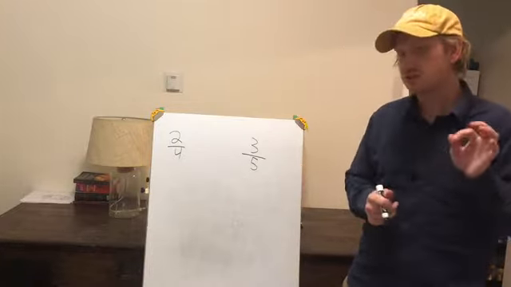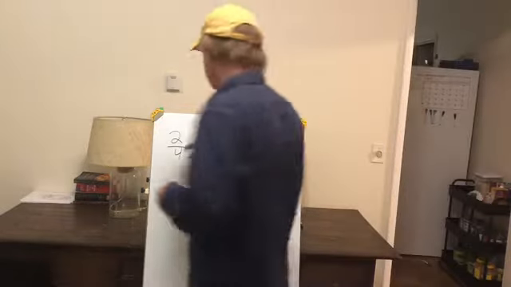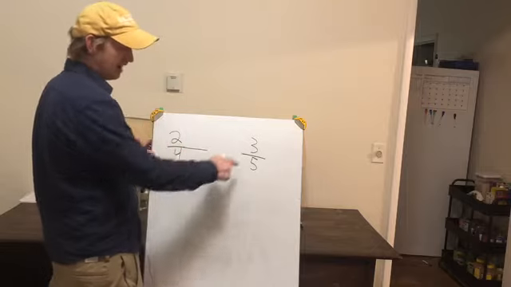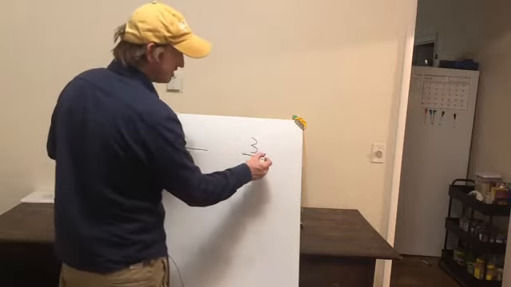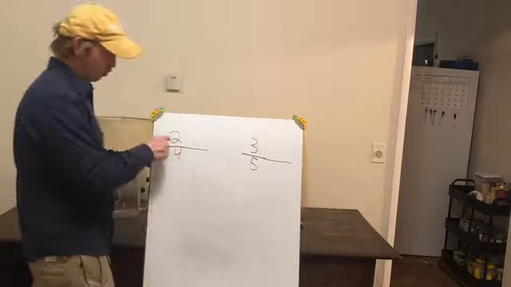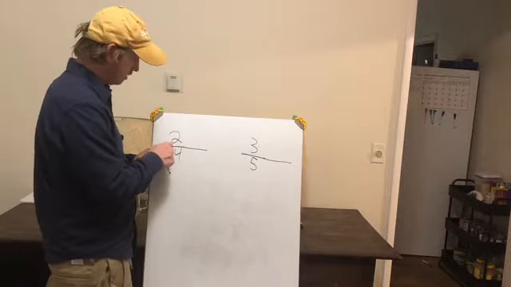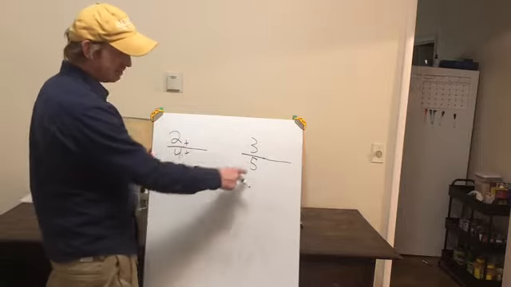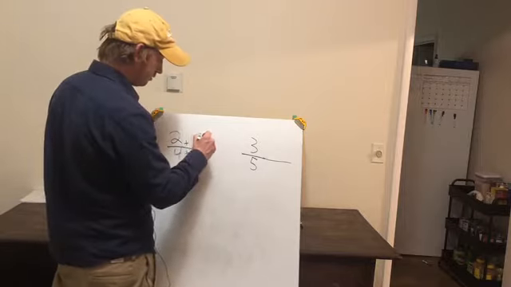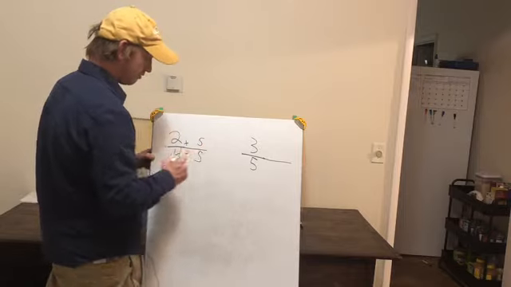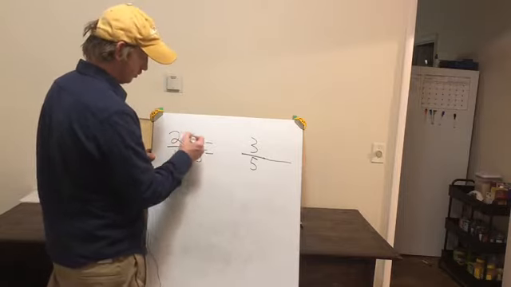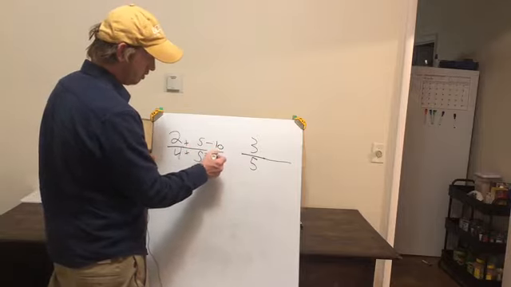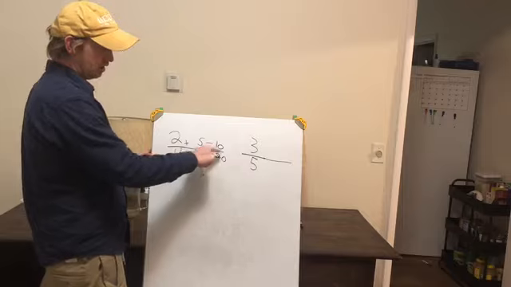Well, there's a little trick, and that is you multiply both sides by the denominator of the opposite side. So I'm looking at 2/4. I'm going to multiply both sides by 5. And that gives me 2 times 5 is 10, and 4 times 5 is 20. So that gives me 10 over 20.